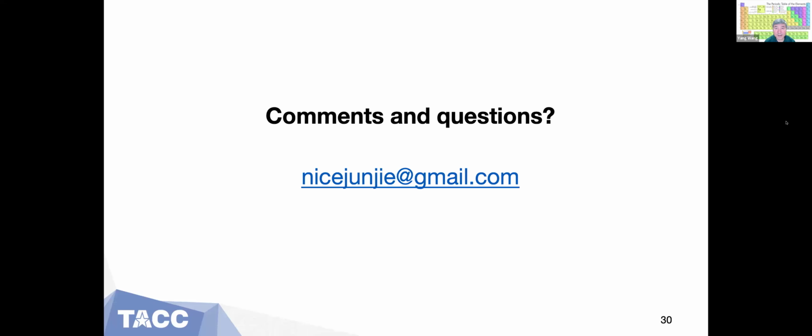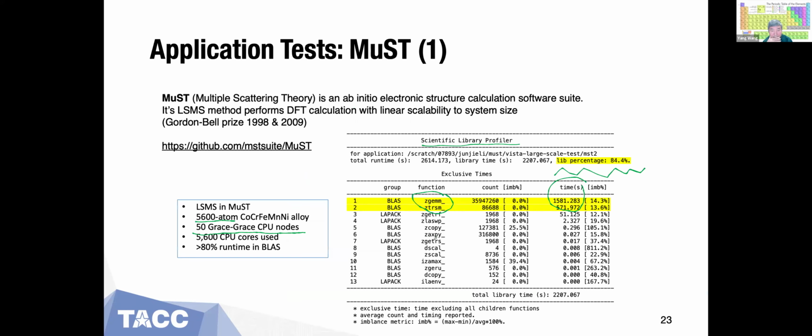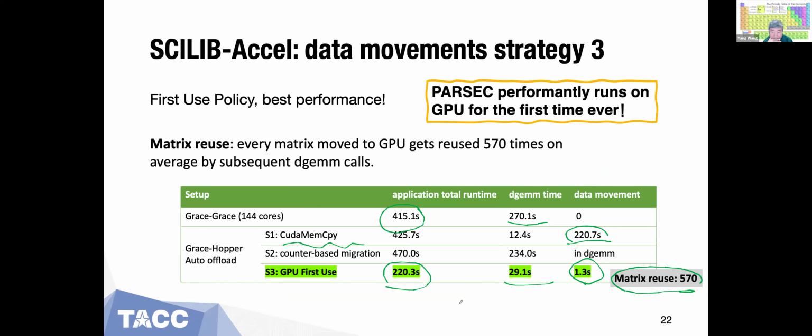No question? Let me ask you one question. On page 22, my question is about strategy 1. With DGEMM, the time is only 12.4 seconds, but your strategy 3 has 29.1 seconds. Is that right? Is it caused by NVIDIA's bug or just something else? Yeah, that is NVIDIA's problem.